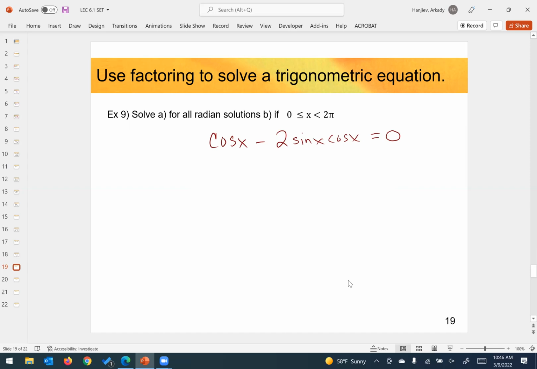Yeah, it's sine of 2x. Then the question is, does that help us solve the problem? Right now we have a cosine x and a negative cosine x. We cross those out. 2 sine x cosine x is sine 2x. But does that actually help us?